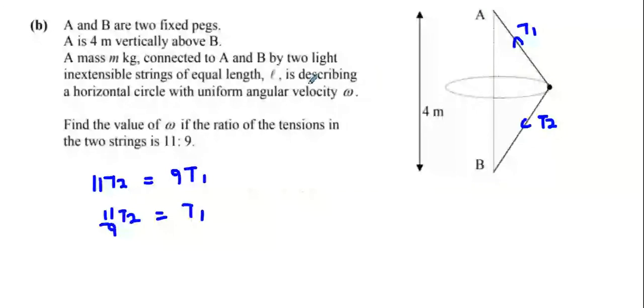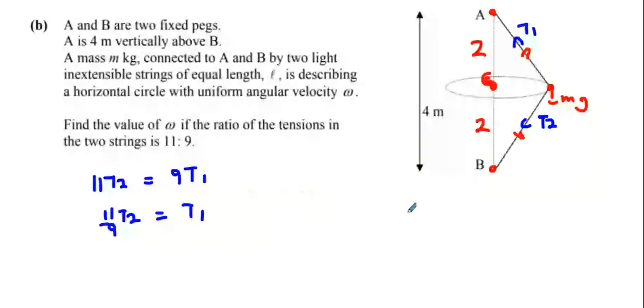Okay, the next thing, A and B are two fixed pegs. A is 4 meters below B, no bother. A mass m kilograms, so that is mg going down here, is connected to A and B by two light inextensible strings of equal length. If they're of equal length, it means it's an isosceles triangle, and this means that A to the center of the circle, we'll call it C, AC is 2, BC is also 2. And it has uniform angular velocity omega. Find the value of omega if the ratio of the tensions in the string is 11 to 9.